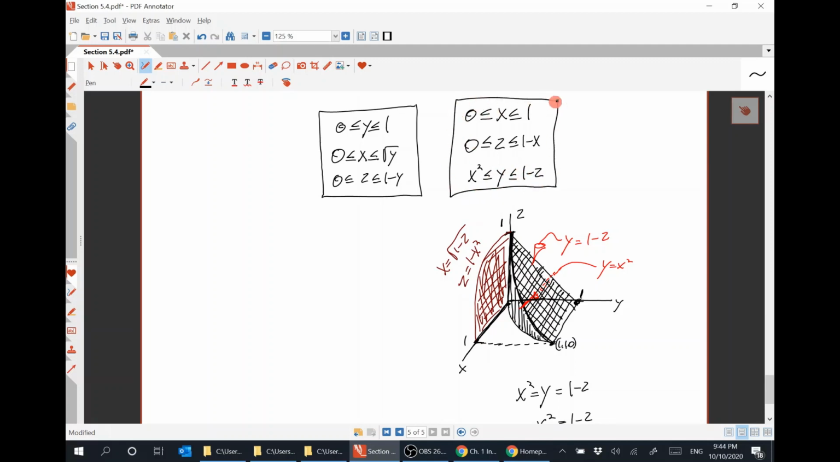And now it has all the variables appearing at each step. The x is bounded by constants, the z is bounded by functions of x, and the y is bounded by functions of x and z. I mean, there's only x here and not z, and only z here and not x, but both variables do appear. And then if you wanted to do z first, 0 is less than or equal to z, less than or equal to 1. And then x goes from 0 to square root 1 minus z.